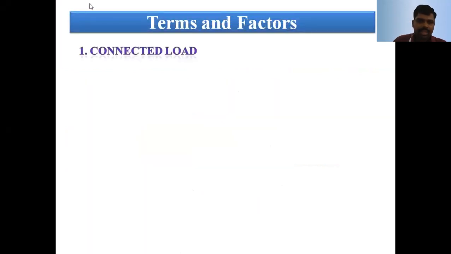The first one is connected load. Connected load is the sum of the continuous rating of all the equipment connected to the supply system. That is, the sum of the continuous rating of all the equipment connected to the supply system is nothing but the connected load.